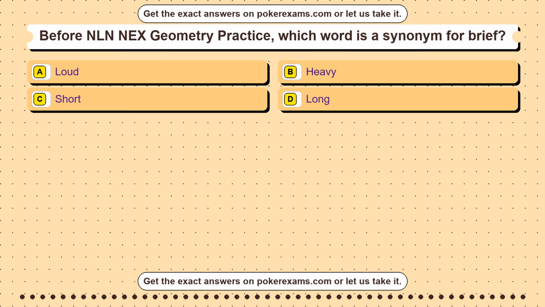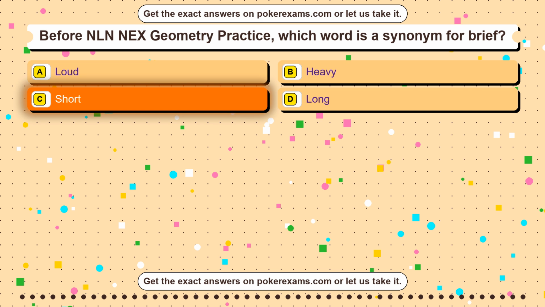Question 15. Before get geography practice, which idea is protected by checks and balances? Option A, courts write every law. Option B, states have no role. Option C, no branch has unlimited power. Option D, one branch controls all laws. The correct answer is option C.